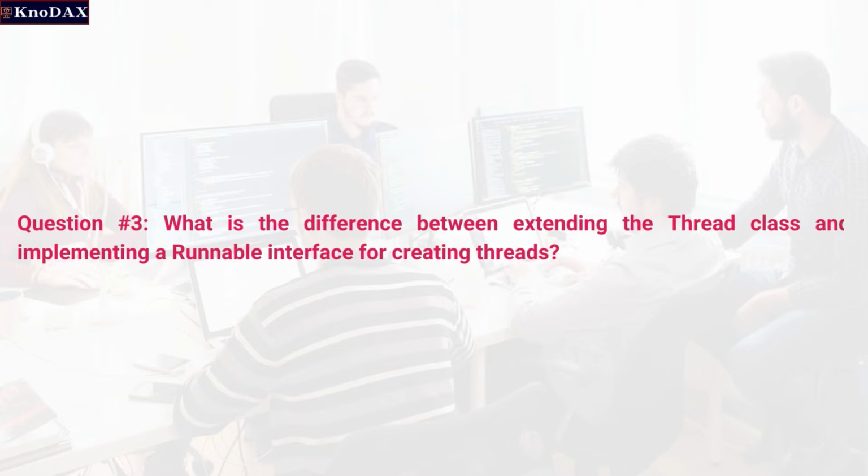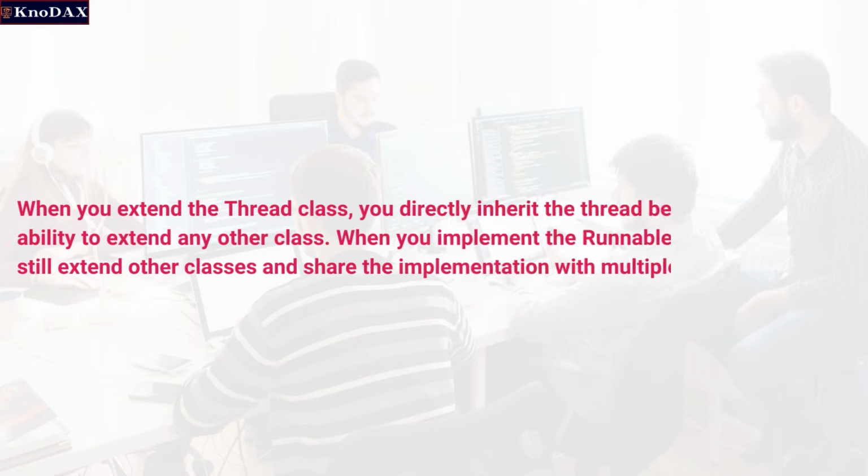What is the difference between extending the Thread class and implementing a Runnable interface for creating threads? When you extend the Thread class, you directly inherit the thread behavior but lose the ability to extend any other class. When you implement the Runnable interface, you can still extend other classes and share the implementation with multiple threads.